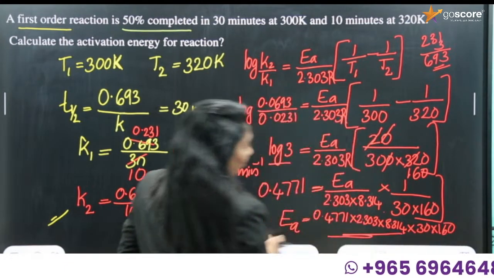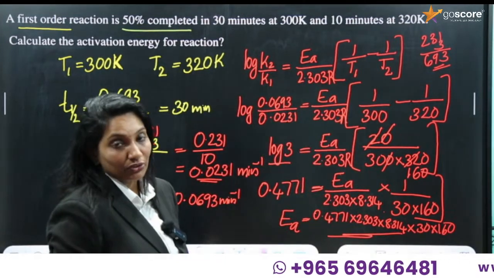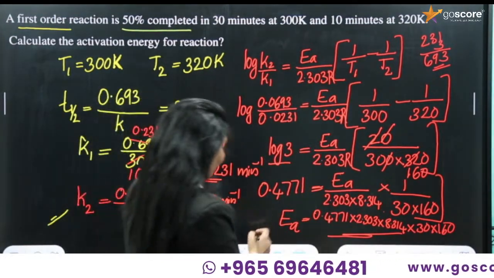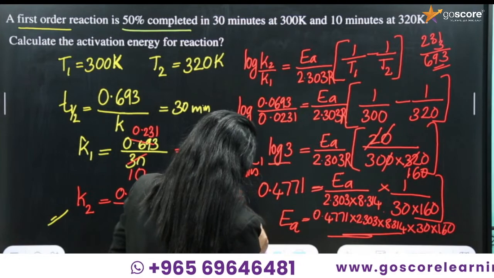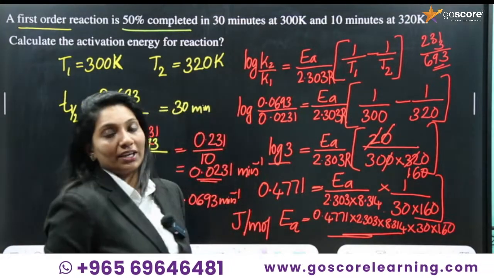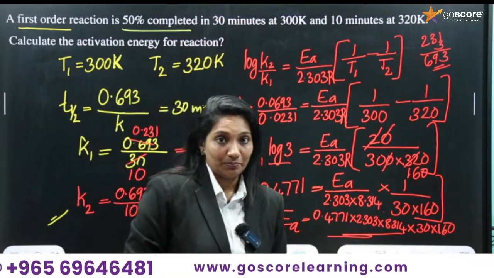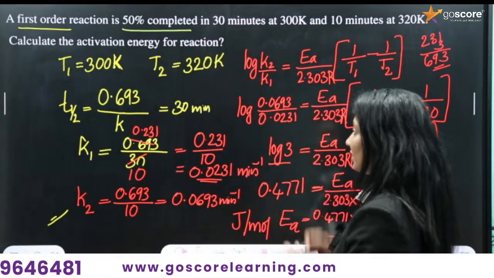Okay, when you multiply all this, you will get the value for activation energy, and what will be its unit? It will be joule per mole. Okay, or you can convert it into kilojoule. Okay, this is the way to solve this equation.